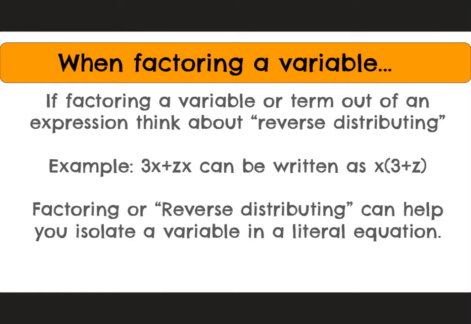When factoring a variable or term out of an expression, think about reverse distributing. The example 3x plus zx could be written as x times the quantity 3 plus z. Again, think about taking out or factoring out x, leaving you with 3 plus z. And if you need to check your work, think about distributing x back in. Distributing it back in will get you right back to 3x plus zx. So factoring or reverse distributing can help you isolate a variable in a literal equation.